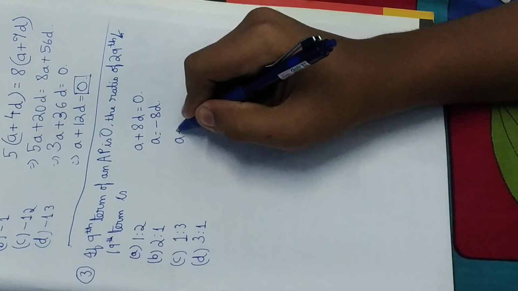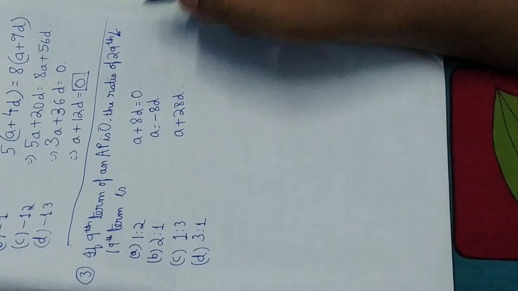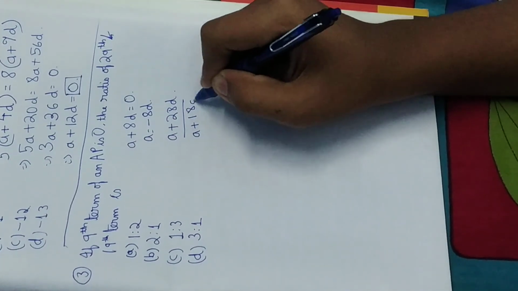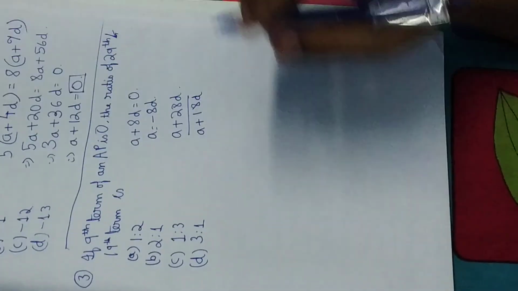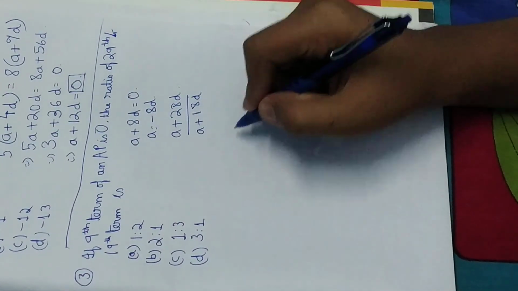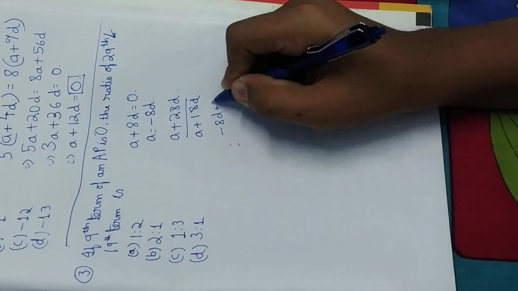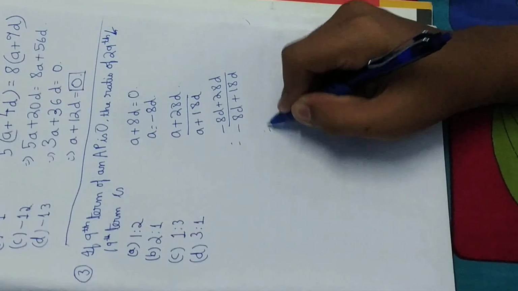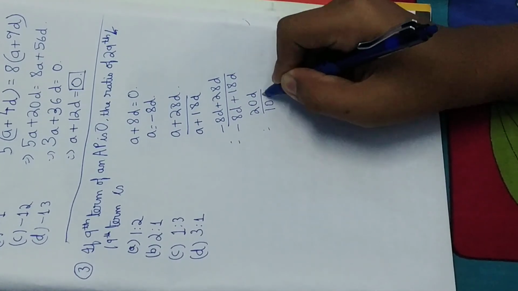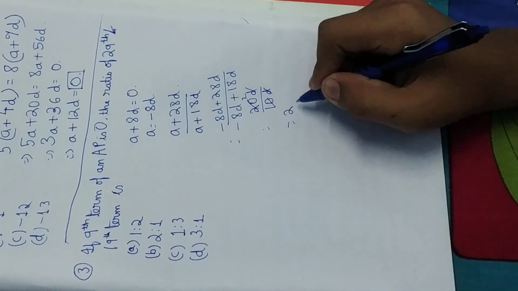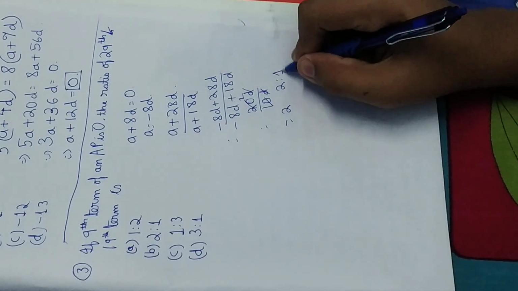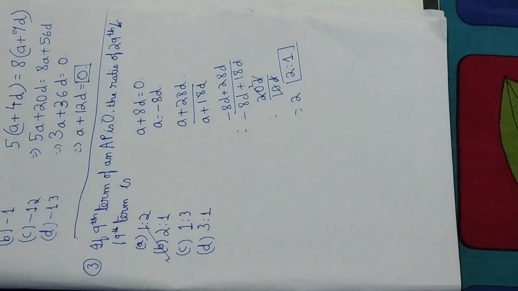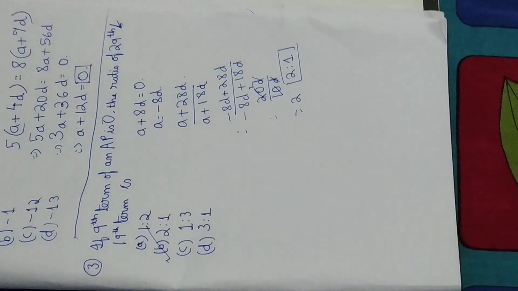The 29th term is a plus 28d. We have to find the ratio of the 29th term and the 19th term. The 19th term is a plus 18d. It's a very easy thing. In place of a, we write minus 8d plus 28d by minus 8d plus 18d. It comes to be 20d by 10d. On simplifying, it will be 2, which means 2 is to 1. This is the answer and this is done. Hope you understand the solution. It's again an easy one.